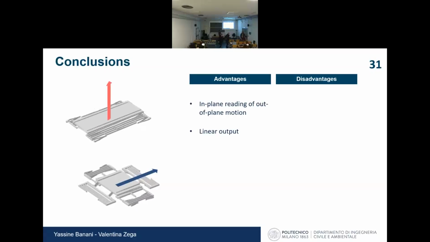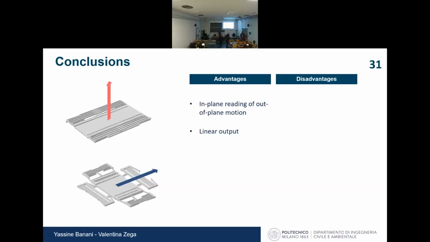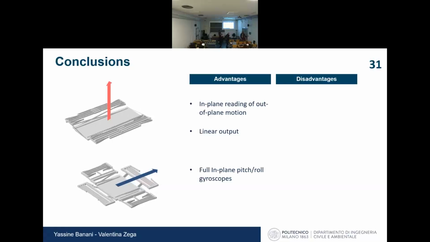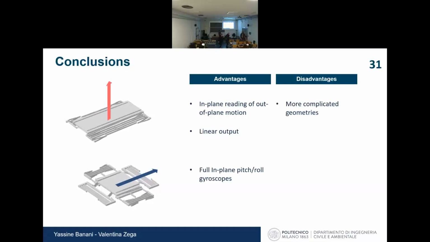So if we know the velocity of rotation and we know the time in which it acts, we just integrate and we have the rotation. And the novelty is that in this device we have full in-plane pitch and roll gyroscope, so driving and sensing in the plane.